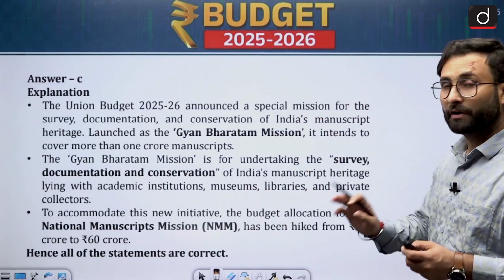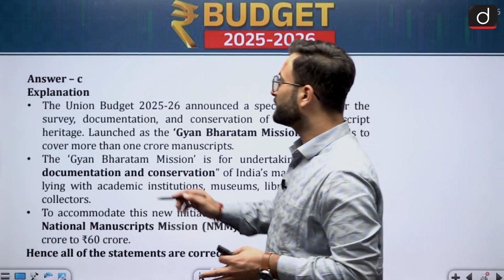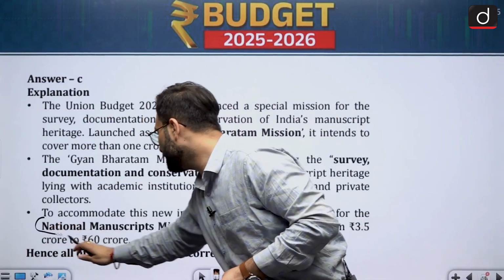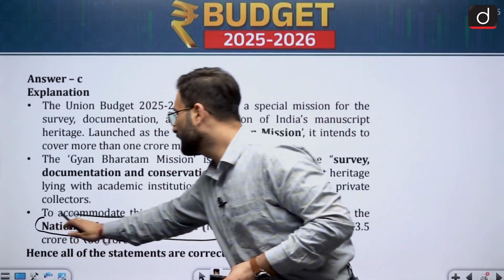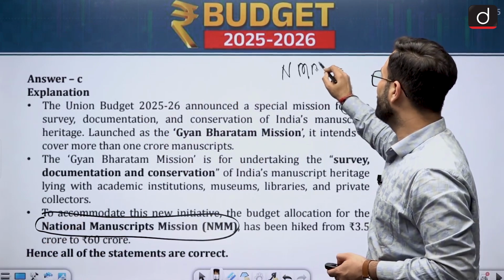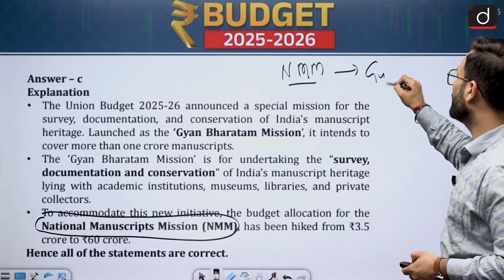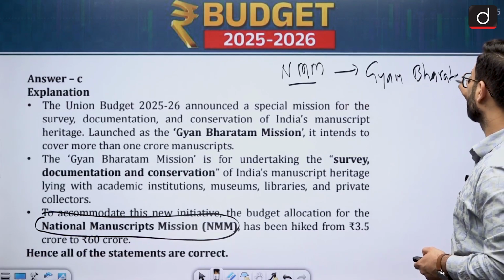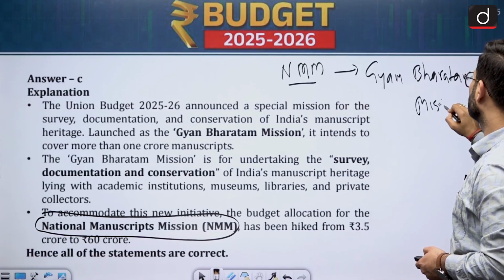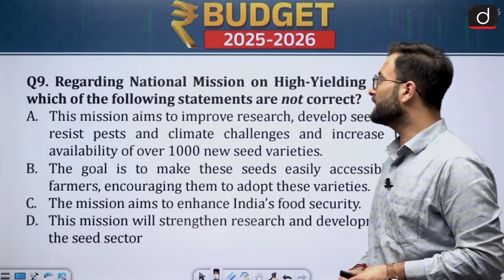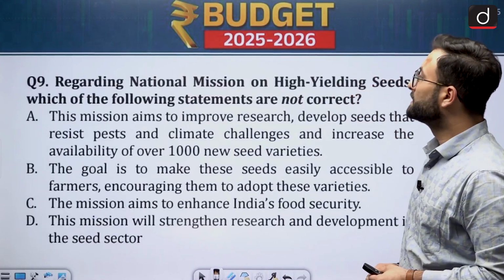One more thing I would like to tell you is that the funding for this particular project is coming from the National Manuscript Mission. So you can say that under NMM we have another mission, that is Gyan Bharatam mission. Okay. Coming to the next one, question number 9, regarding the national mission on high yielding seeds, which of the following statements are not correct?